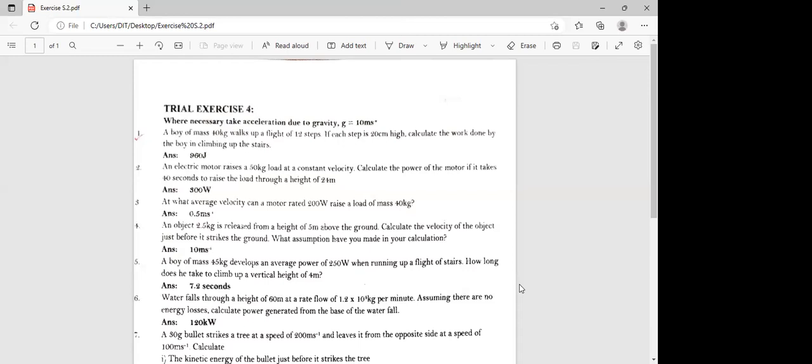Number 4, we have an object of mass 2.5 kilograms. It is released from a height of 5 meters above the ground. Then they are asking us to calculate the velocity of the object just before it strikes the ground. Now they have asked us for the velocity, and they are also asking what assumptions have you made in your calculations?